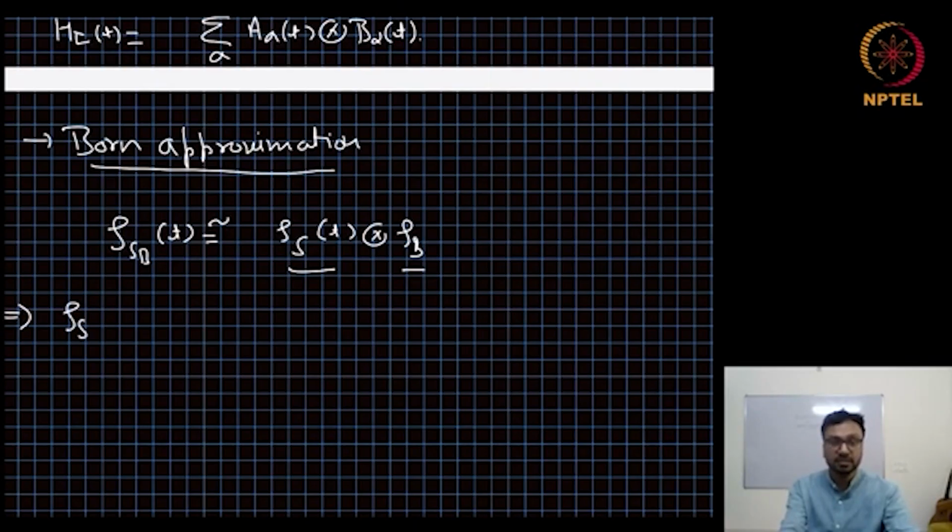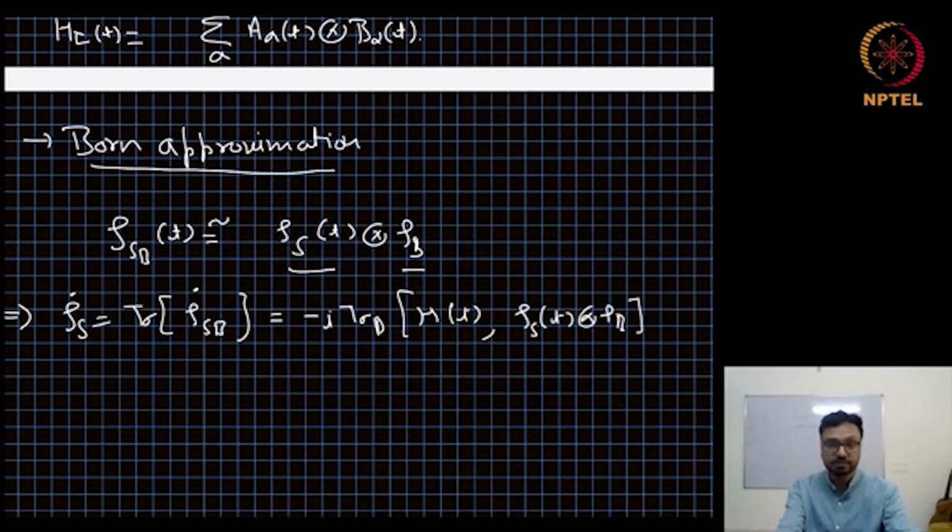This implies that rho S dot, which was the trace over bath of rho SB dot, the time derivative of rho SB, will be minus i trace over bath of [H(t), rho S(t) tensor rho B] (we are suppressing the subscript I), minus the integral from 0 to t ds of [H(t), [H_S(s), rho S(s) tensor rho B]].